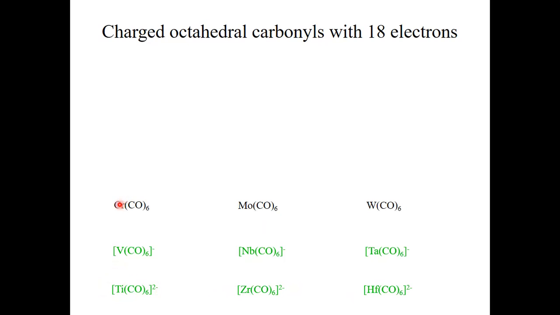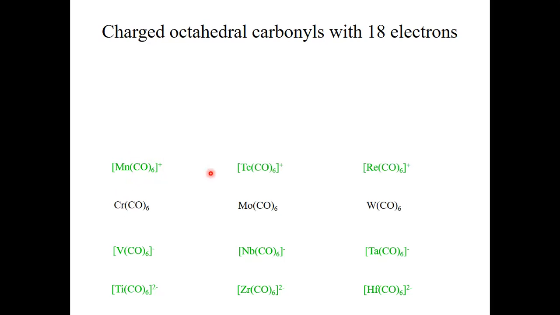Now, can we also go in the other direction of the periodic table? The element to the right of chromium is manganese. Manganese has 1 electron more than chromium. Therefore, in order to make an 18-electron hexacarbonyl, our hexacarbonyl would need to carry a +1 charge. Indeed, such a carbonyl is known to be stable.